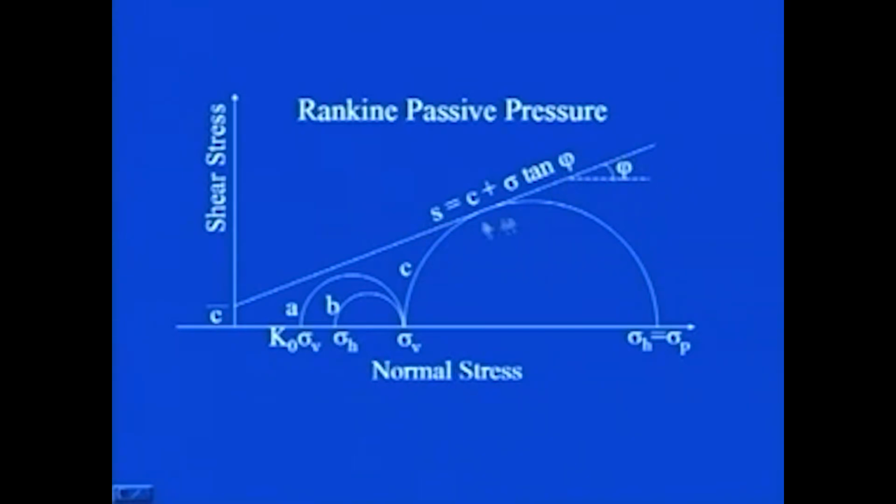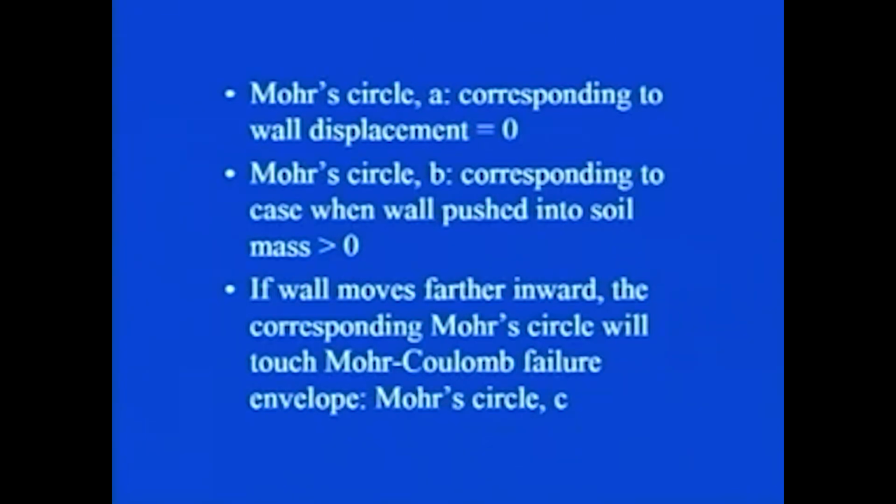You see, this is the Mohr failure envelope, which is making an angle phi from the horizontal. Its equation is given by S is equal to C plus sigma tan phi. C and phi are the shear strength parameters of the soil. C is cohesion and phi is the angle of internal friction. S is shear stress, where sigma represents the normal stress. So, let us put that figure into words, that is, what exactly Mohr circles A, B and C correspond to.